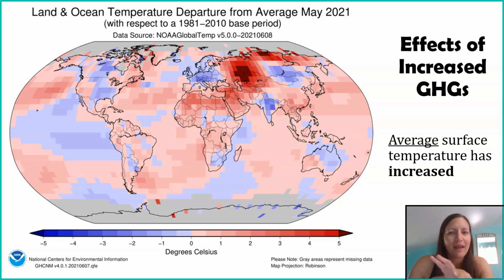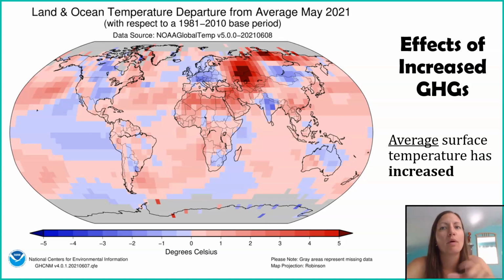But you notice, despite having this strong red, we also have pockets of blue. Some areas were experiencing colder than average Mays. But here's the thing about averages. If we average everything that is happening in this map, it's getting warmer.